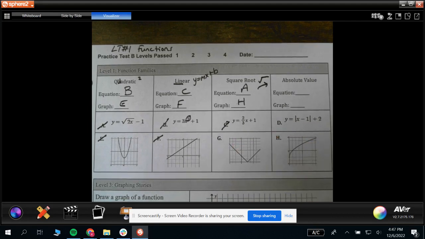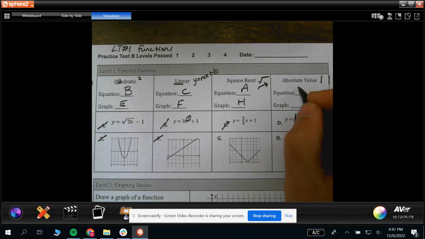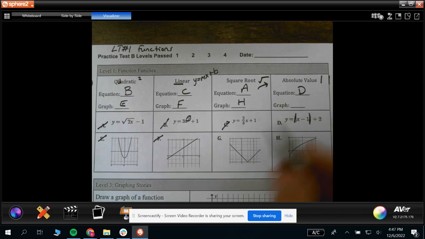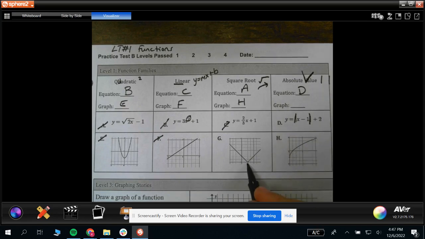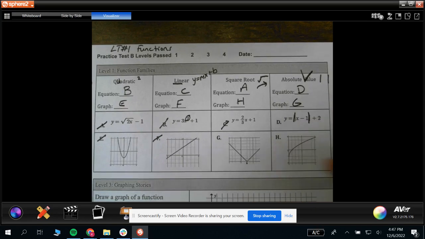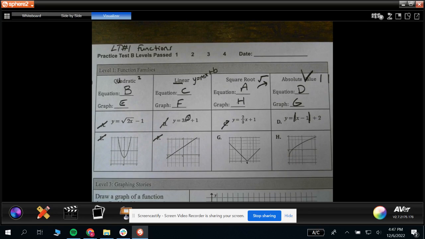Process of elimination, I know what absolute value is, the equation. I know absolute value has the bars. I see those bars right there, so it's equation D. And the graph is a V shape, absolute value. So I look for the V shape, I see it right there, graph G. There is level 1. Let's look at level 2, graphing stories.